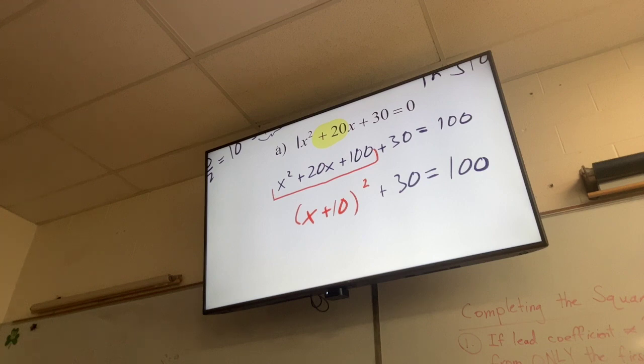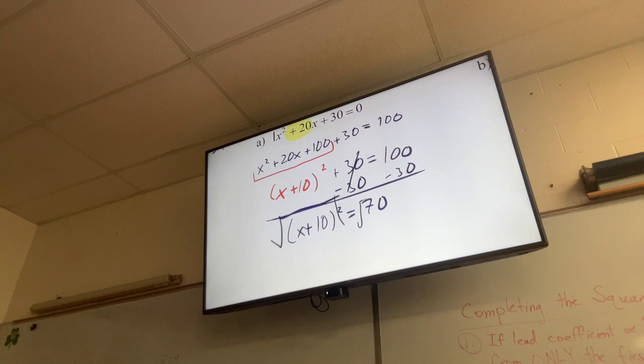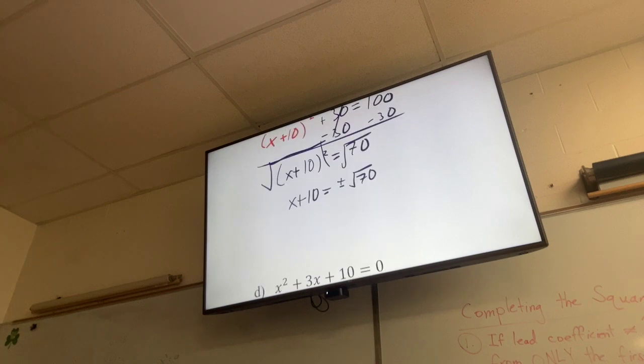So the last step is get x by itself with the square root property. I need to get the square part by itself, so I'm going to subtract 30. All right, I got all the square stuff by itself, so I'm going to take the square root of both sides. So I have x plus 10 equals plus or minus root 70. Can I simplify that at all? No, 70 has no perfect square factor, so I can't simplify it. So then we get x by itself, so subtract 10 from both sides. x equals negative 10 plus or minus root 70.